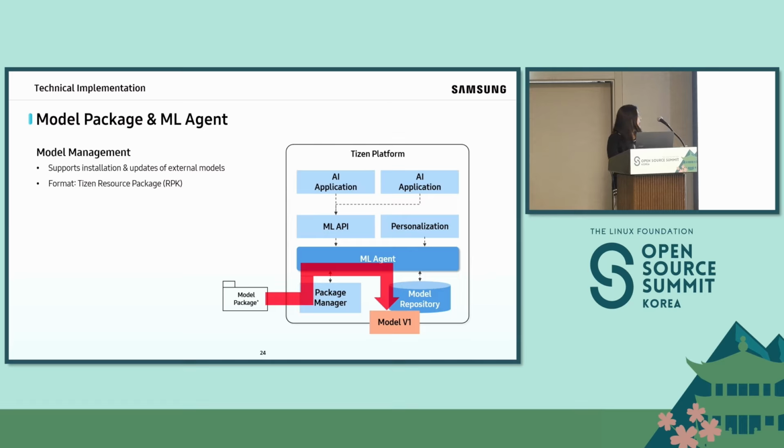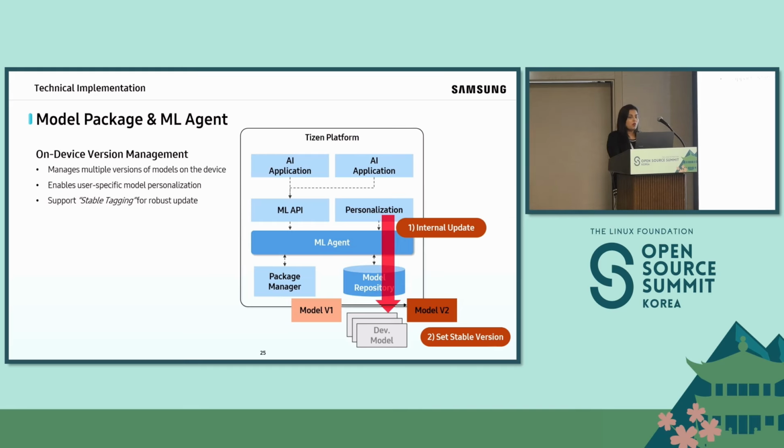This figure illustrates the process of how an external model is installed onto the Tizen. External packages are installed with the help of the package manager, and in case it is found that it is a model type, then the ML agent registers it with the model repository.